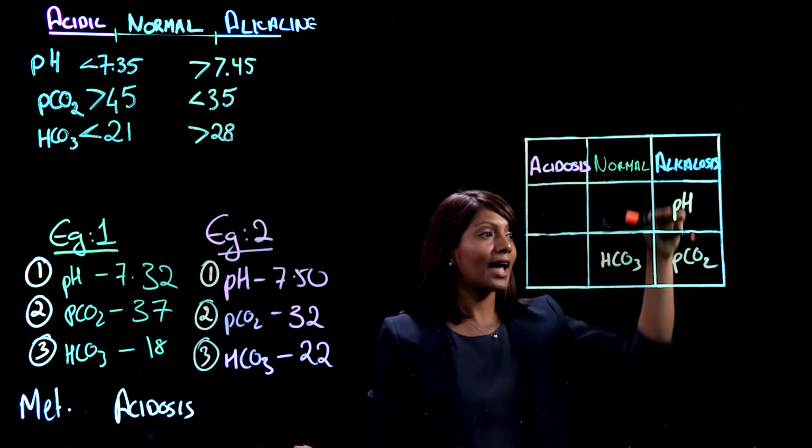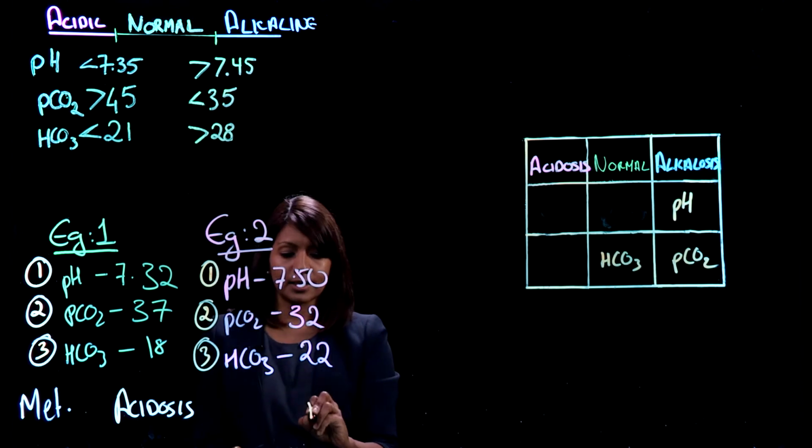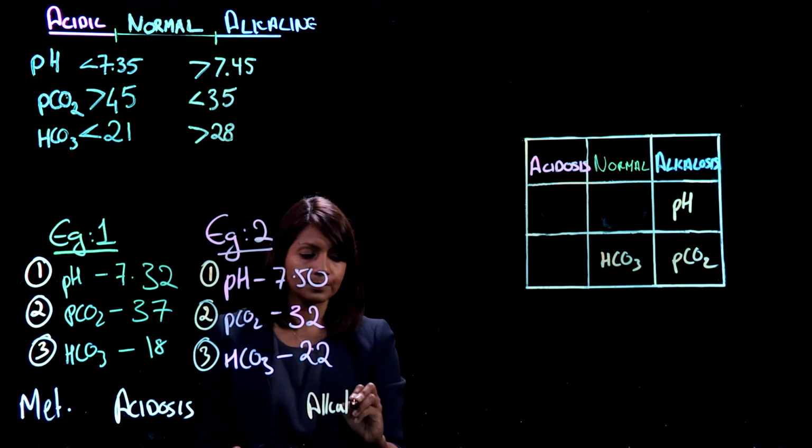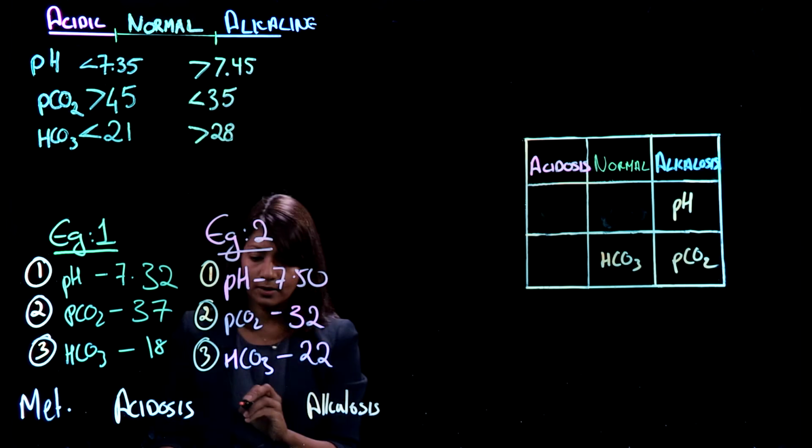pH is alkalotic, and PCO2 is also alkalotic. So we know that the blood is in alkalosis, and we know what's causing it. It is the respiratory component.